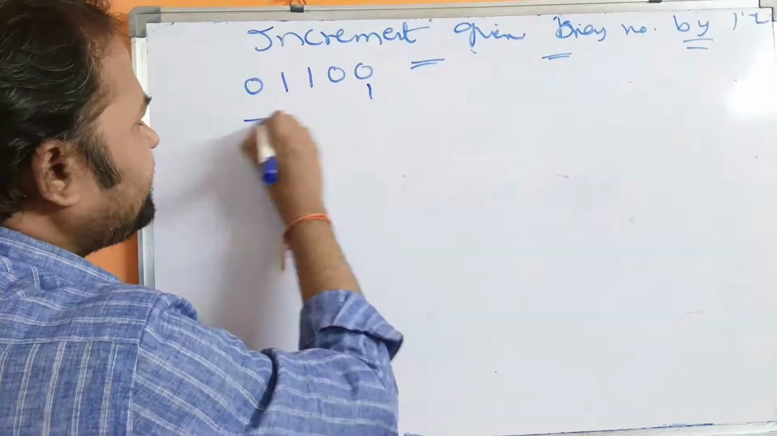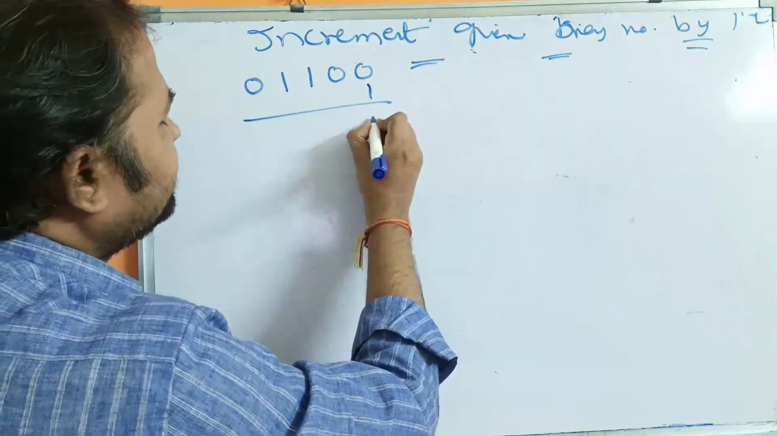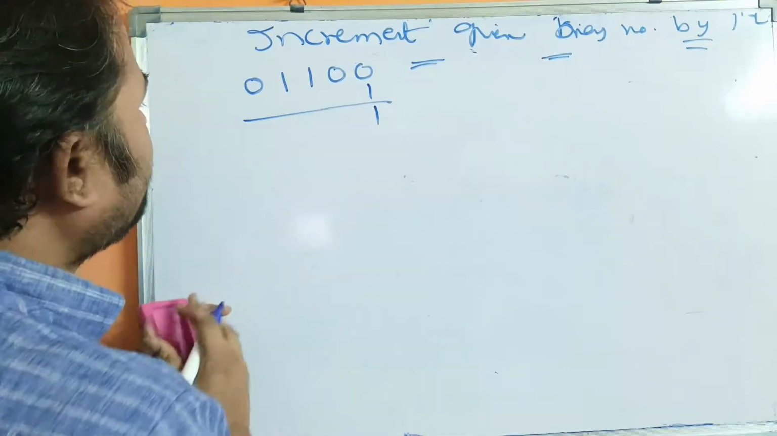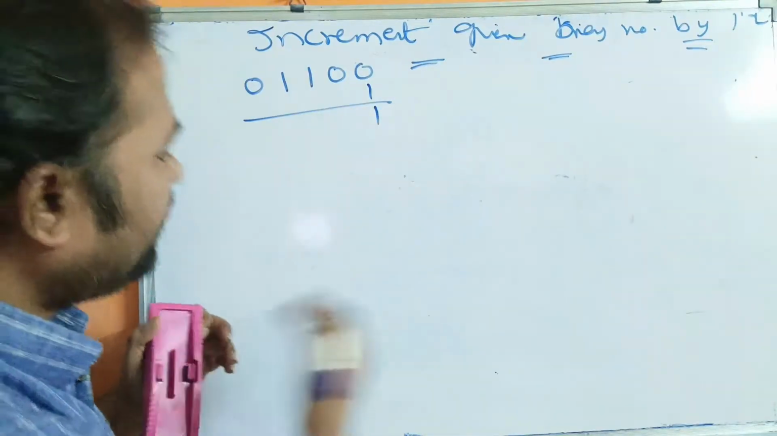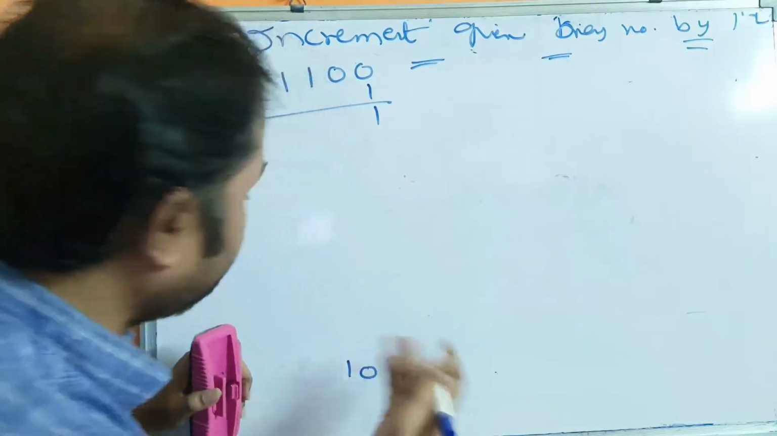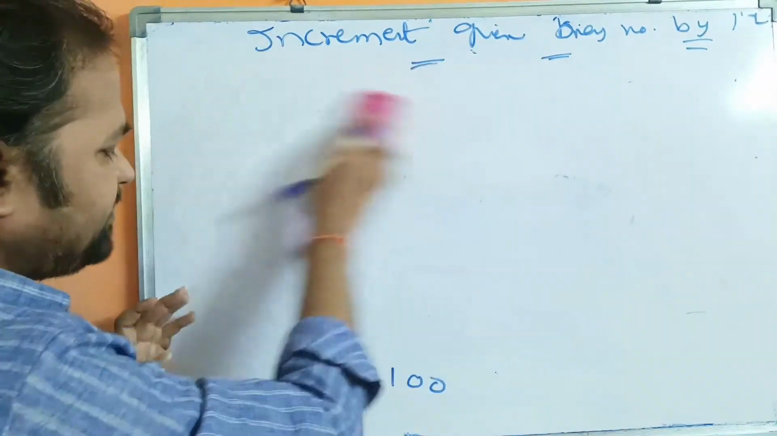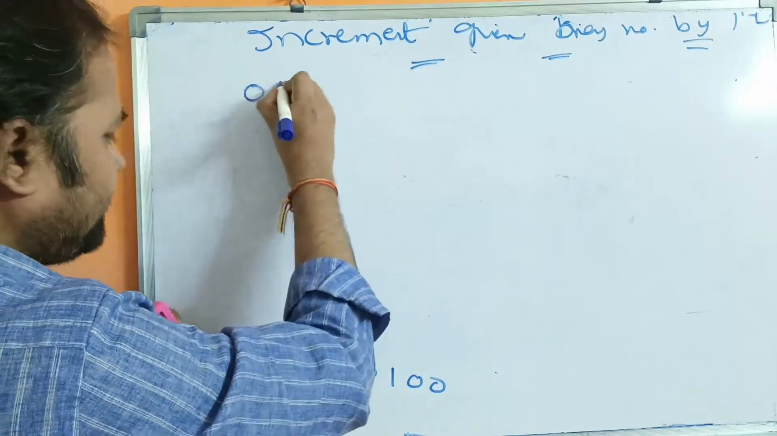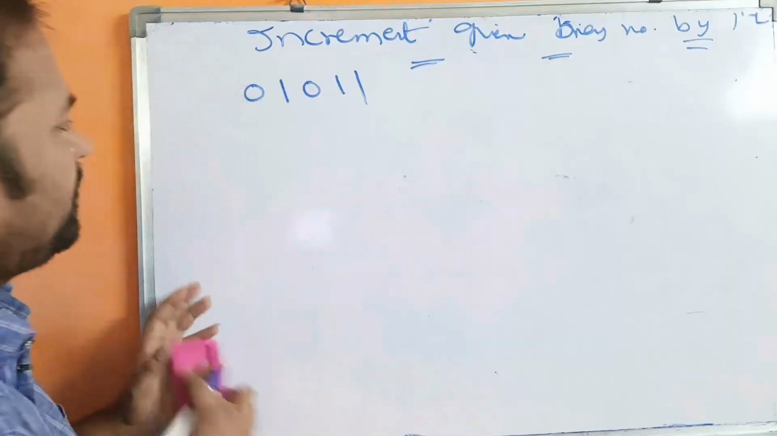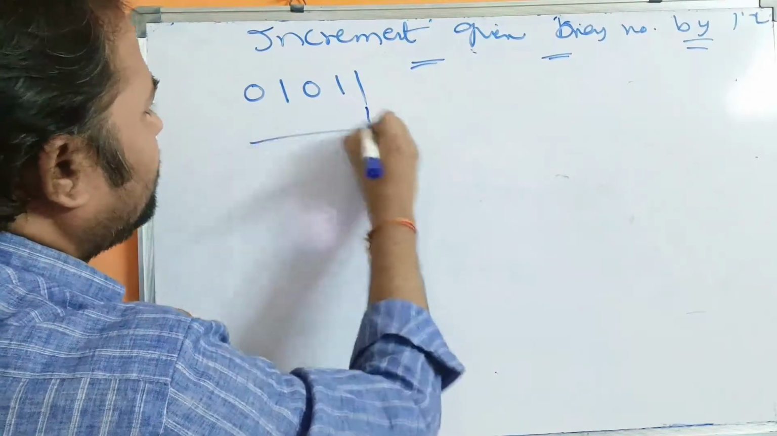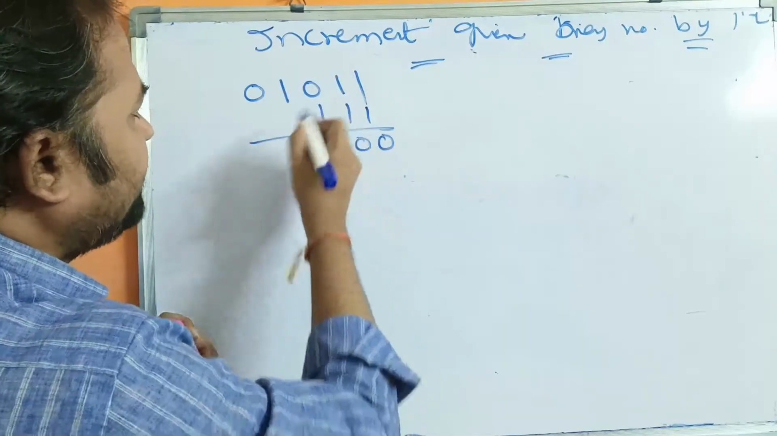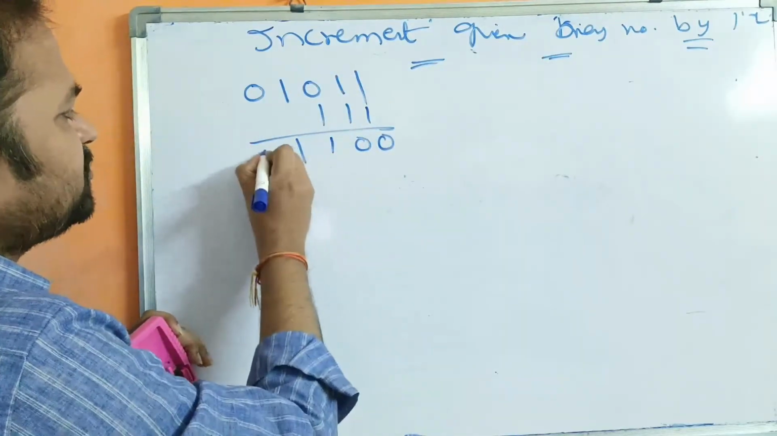So you add 1 to it. So 0 plus 1 means 1. So what is the previous example? We have taken the previous example as 1, 0, 1, 0. So let us take complement of this number. So let the number be 0, 1, 0, 1, 1. Let us add 1 to it. 1 plus 1 means 0 with a carry 1. 1 plus 1 means 0 with a carry 1. 0 plus 1 means 1, 1, 0.